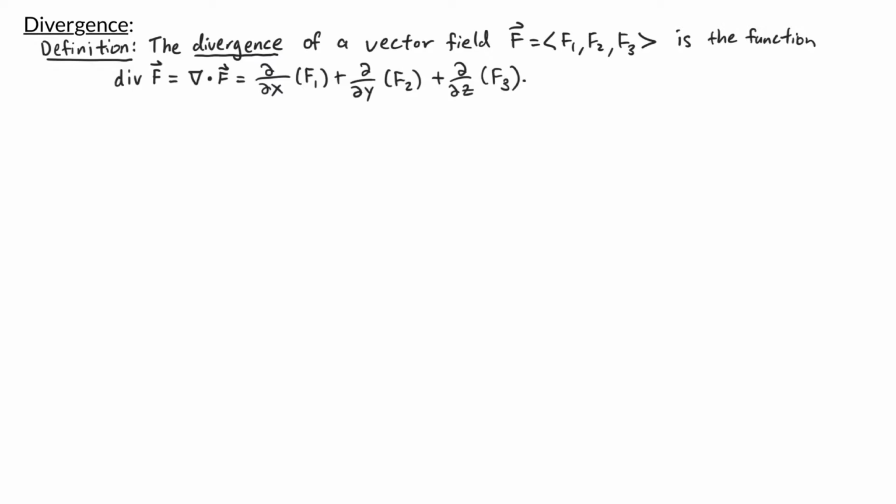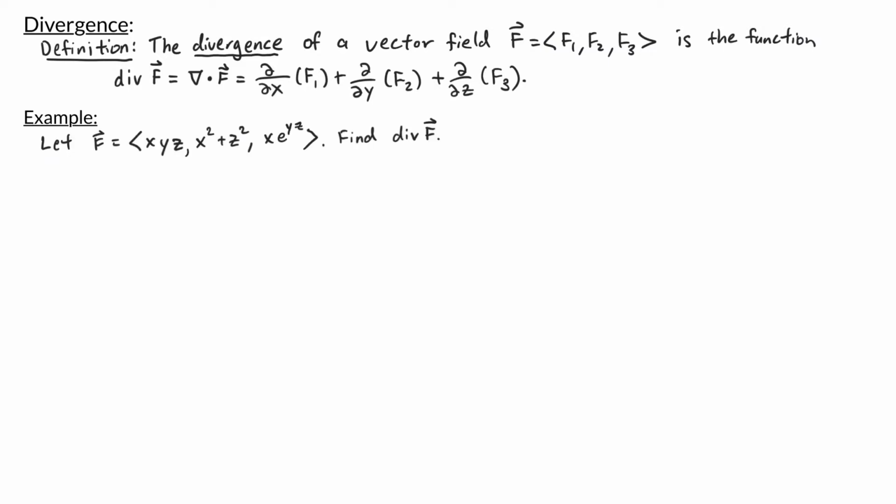In this video, we'll talk about the divergence of a vector field. The divergence of a vector field f with components f1, f2, f3 is the following function. We call it div f, and we compute it by doing the del operator dot f. That means we're doing the partial derivative of the first component f1 with respect to x, plus the partial derivative of the second component f2 with respect to y, plus the partial derivative of the third component f3 with respect to z.